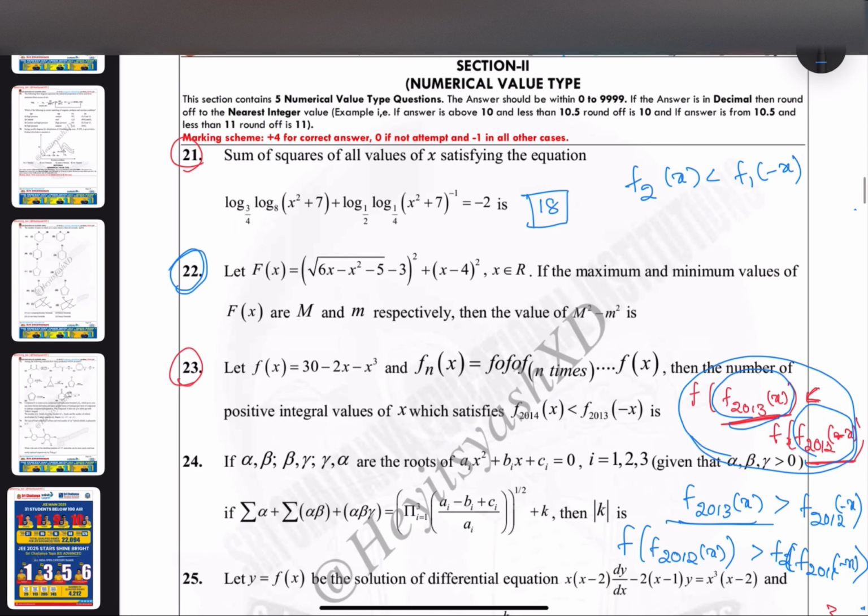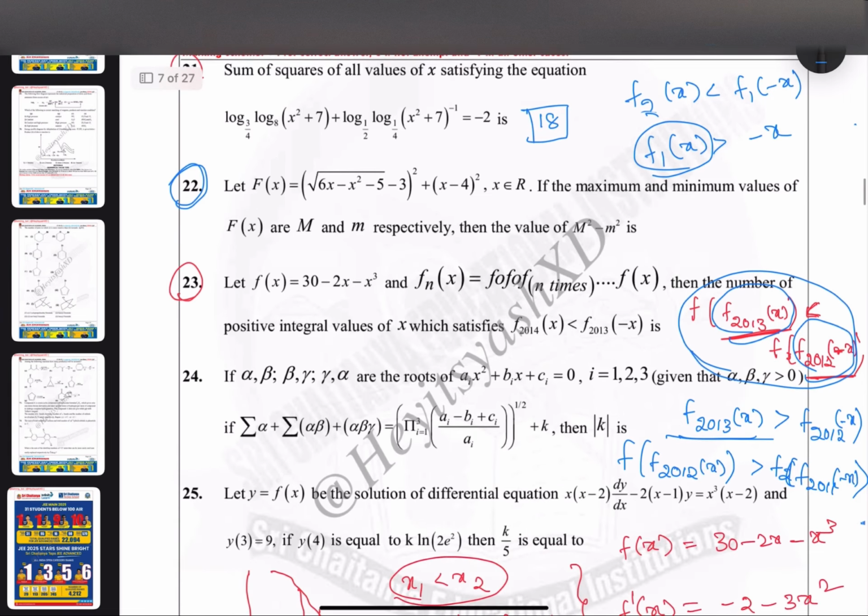And f1 of x greater than f0 of minus x. f0 means no f's are there, so simply minus x. What is f1? That is simply f of x. So f of x, which is 30 minus 2x minus x cube, greater than minus x. So we have to solve this. I hope you have understood.